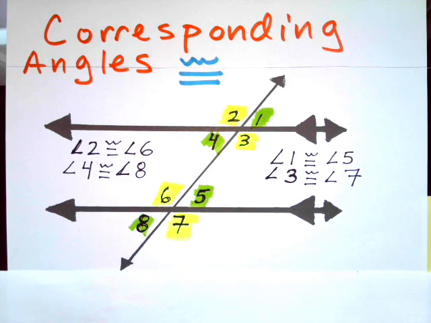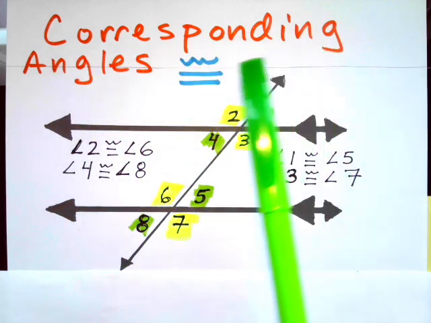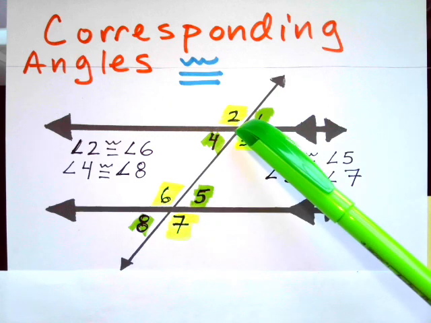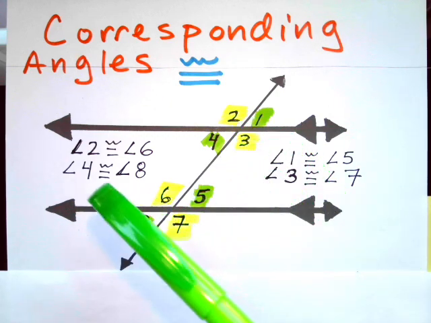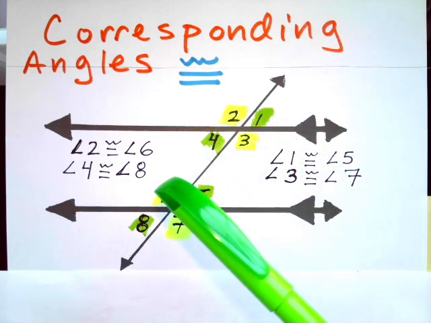So I'm going to continue going over congruent angles. And today I'd like to talk to you a little bit about corresponding angles, right? Corresponding angles are congruent. What are corresponding angles? Well, angle 2 and angle 6 are corresponding angles. They're equal to each other, right?